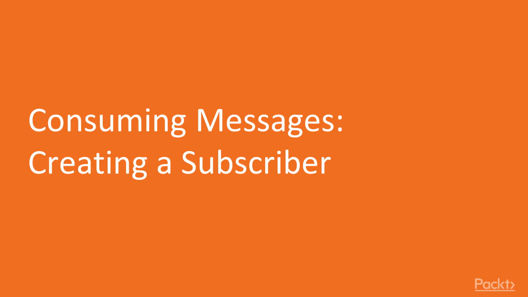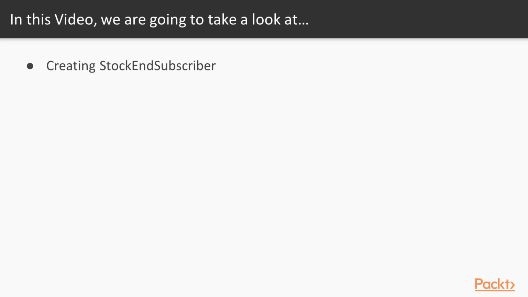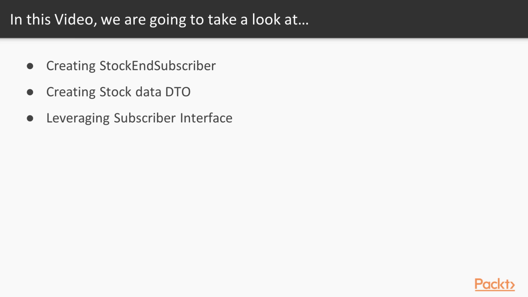So this is the first video, in which we will be looking at the part of consuming messages, creating a subscriber. First we'll be creating the stock and subscriber. Then we'll create a stock data DTO that will be a transfer object between the publisher side and the subscriber side. And finally, we will see how to leverage the subscriber interface.